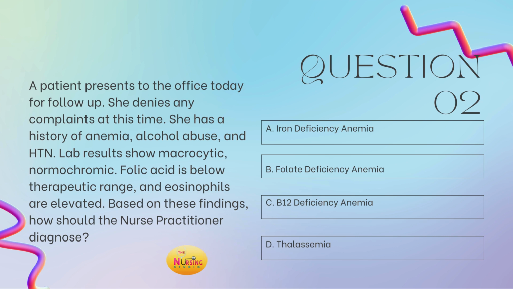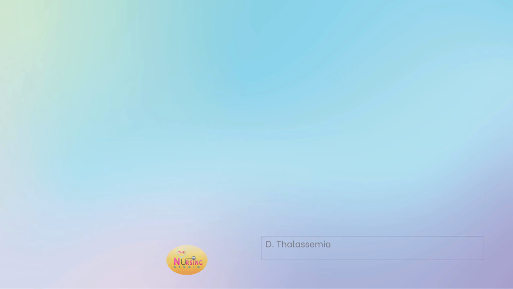Okay. B12 would have been more so neuro, beefy red tongue. Whereas folate, they don't have that presentation, but their folic acid levels are typically low. Okay. So B, folate deficiency anemia.